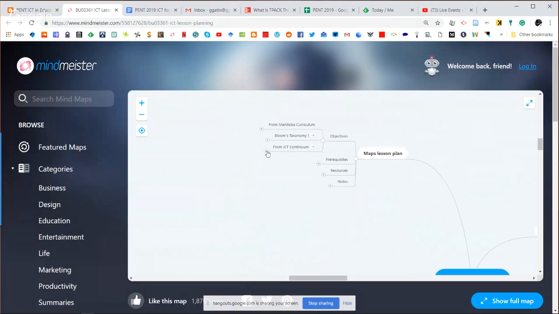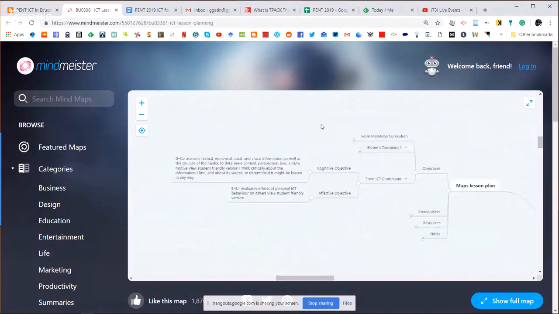Again, we're looking at the ICT continuum. We're always looking for cognitive objectives, of course. What content are you expected to learn? But also, we're interested in the affective component of learning. What is that again? The affective domain of learning.